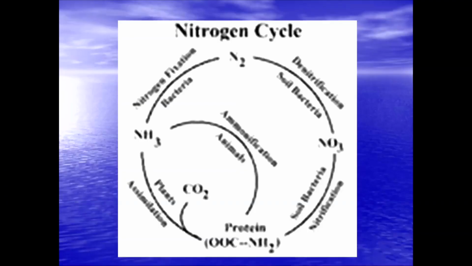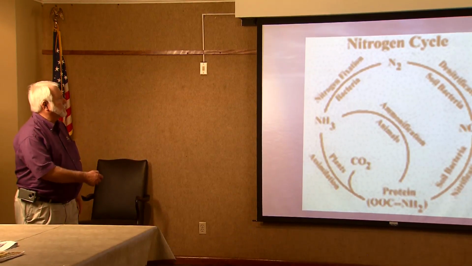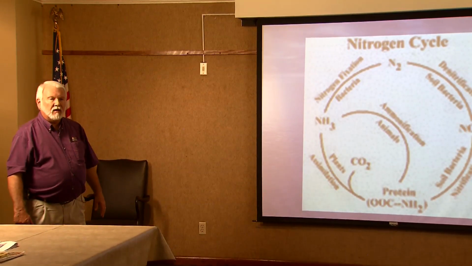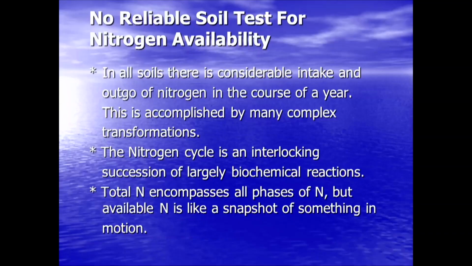There is a test question that talks about nitrogen. Here's the nitrogen cycle. It's a rough-looking slide, but what is it? It's a cycle. You have nitrogen in one form that goes to another form that goes to another form, and some of it, as nitrogen gas, gets evolved from that cycle. There is no reliable soil test for nitrogen availability in the Mid-South.